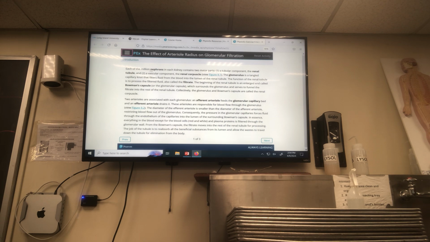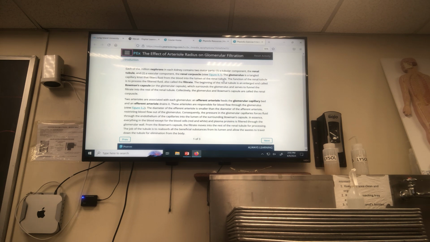Okay, that is a question of the pre-lab. Each of the million nephrons in each kidney contains two major parts. The first one is a tubular component, the renal tubule. That tubular component is how we're going to form the urine, and that's how we're going to be reabsorbing and secreting. Then there's a vascular component, which is the renal corpuscle. So there are two parts: the tubules that form the urine by reabsorption and secretion.